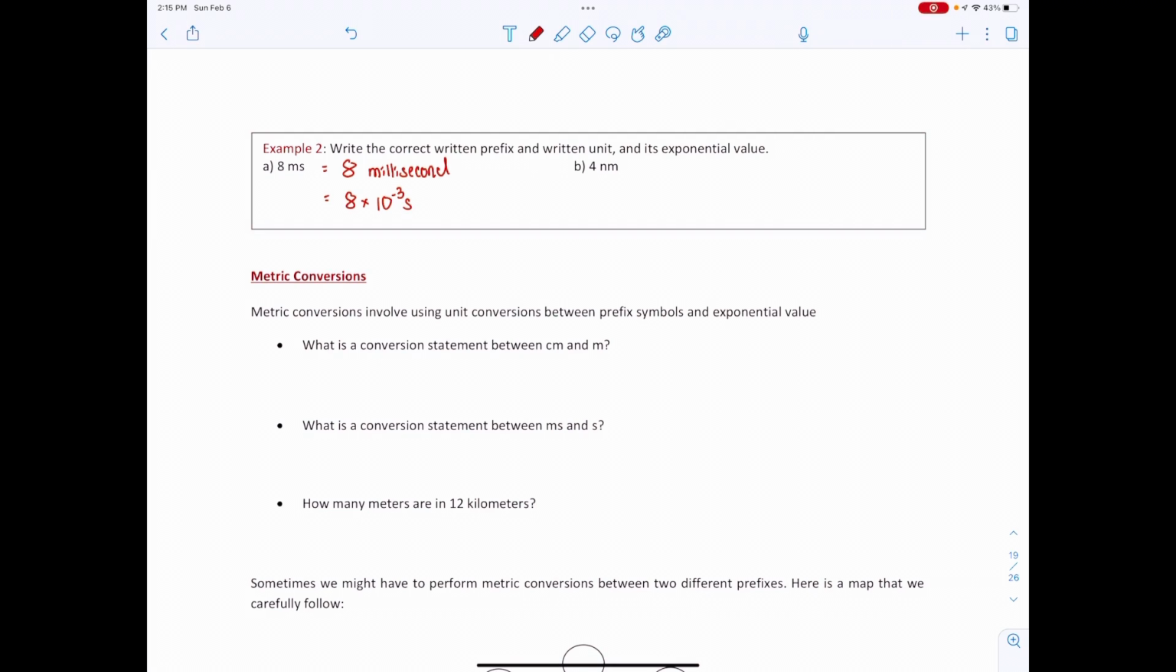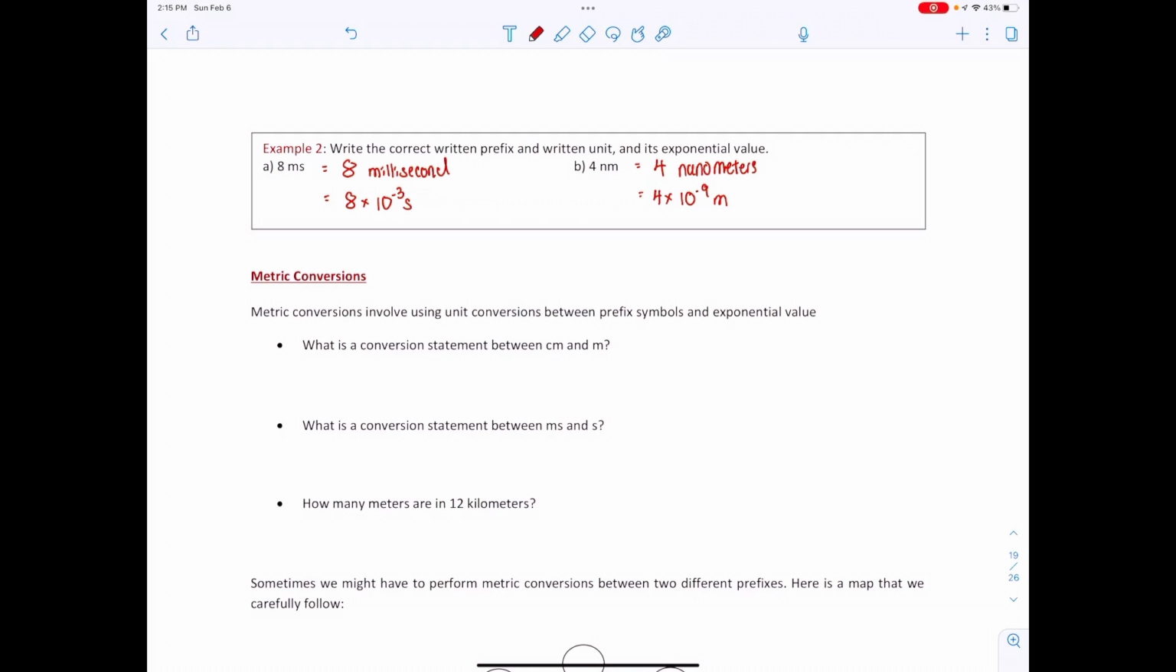Okay, 4 nm, this is the same thing as 4 nanometers. How much is it worth? This is 4 times nano, n. Its value is 10 to the power of -9 and then meters.